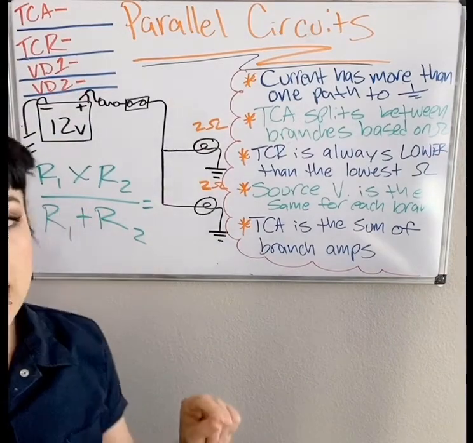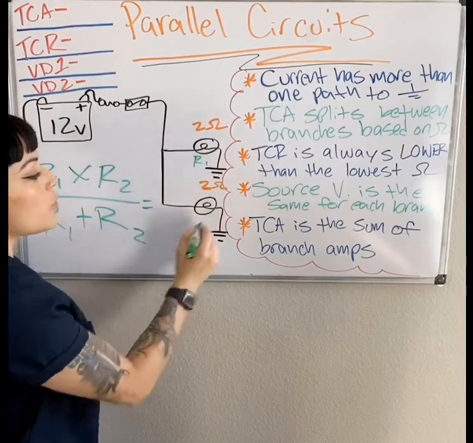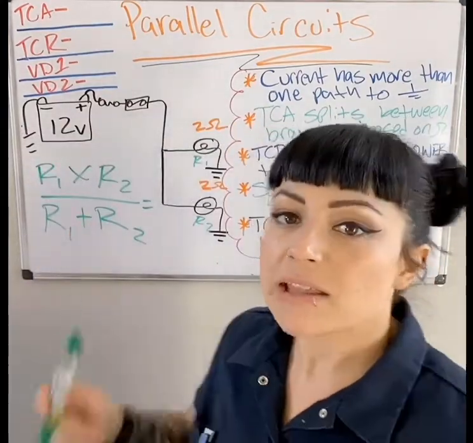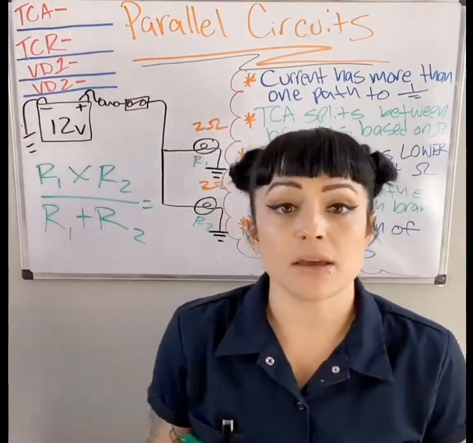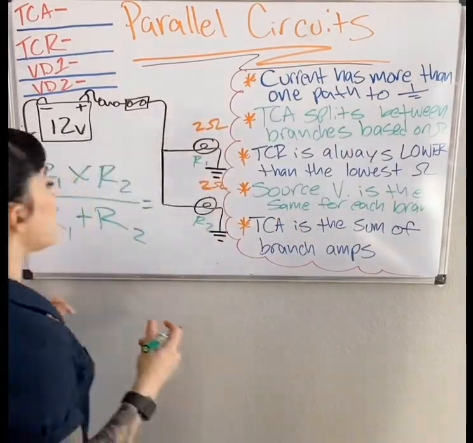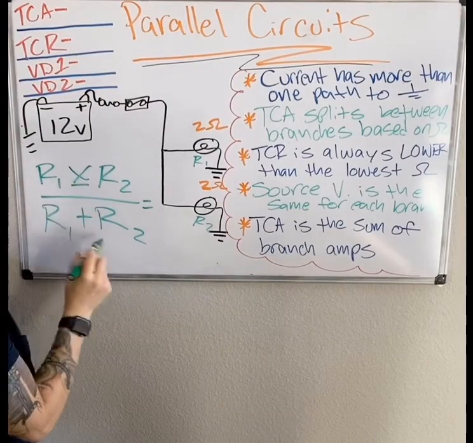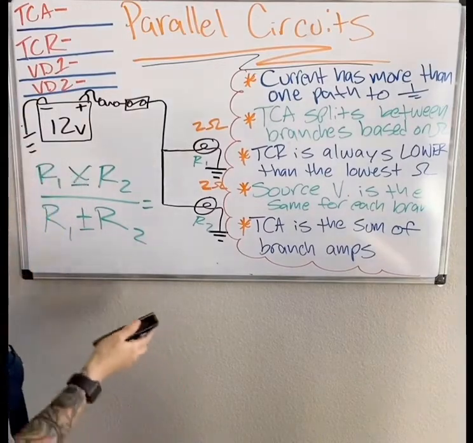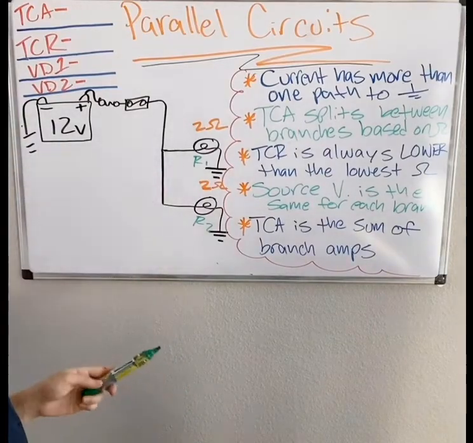If that makes sense. Now, what is R? R is actually referring to resistance 1 and resistance 2, whatever they may be. In this case, they're light bulbs, but they could be motors, they could be horns, doesn't matter. As long as it's a parallel circuit and we're trying to figure out TCR, this is the equation you're going to use. R1 times R2 over R1 plus R2.